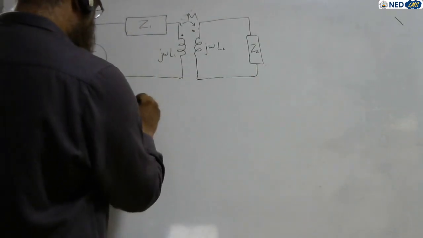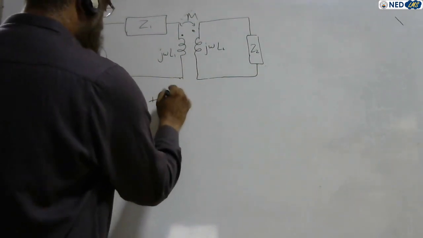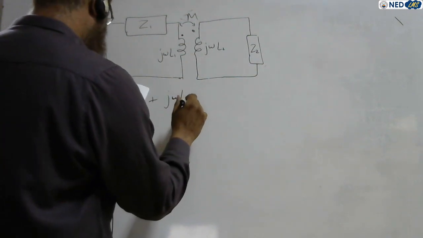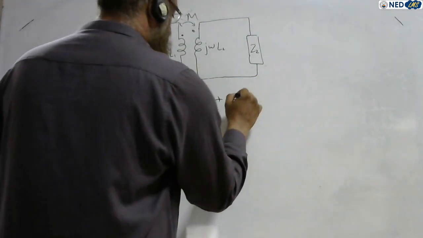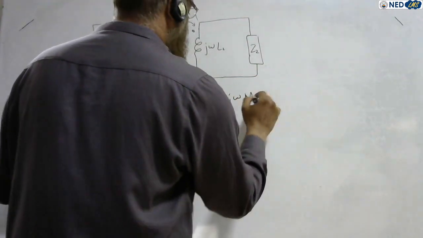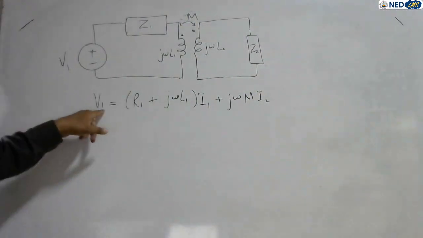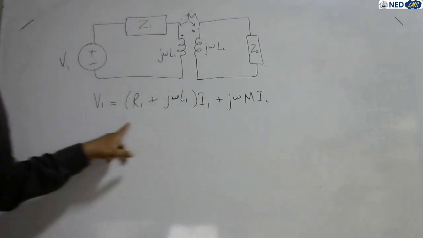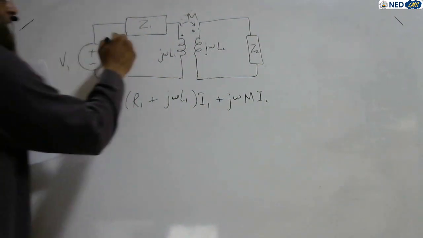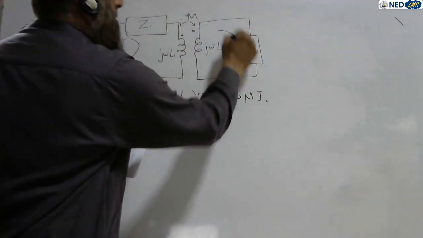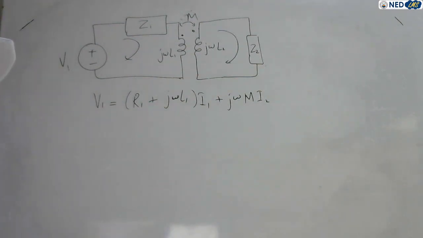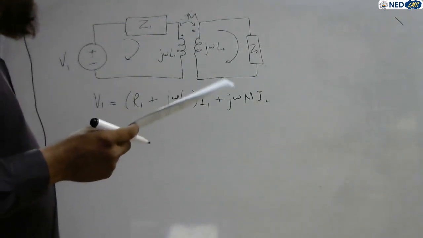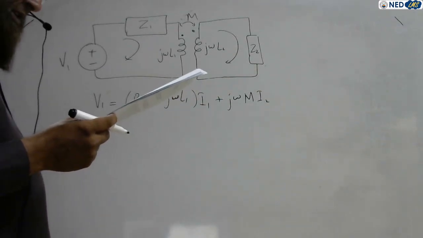So V1 is equal to, just sum up, R1 plus j omega L1, this is frequency domain, right? Times I1 plus j omega M I2. Why I2? Because this one is V1, this one is the mutual term, and we are writing the equation of loop 1. In loop 1 we have a current like this, in loop 2 we have a current like this. So mutual becomes positive, right? Because both the currents are entering the dotted terminal.